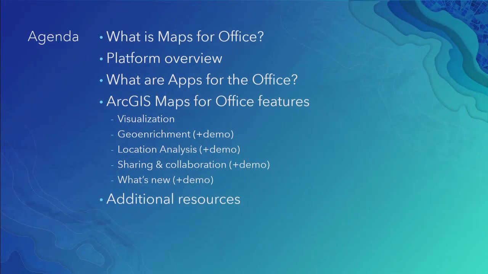Today we're going to be talking about what is Maps for Office. I'm going to give you a high-level overview of what the thing is. It is an app that works with ArcGIS, and so we're going to start at the high level, give you a platform overview of what ArcGIS is, what apps for the office are, because Maps for Office is an app for the office, so we're going to tell you what that is. And then we're going to run through some of the Maps for Office features, what you can do with it, and give you some demos.